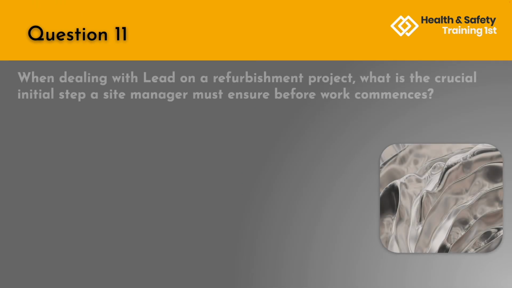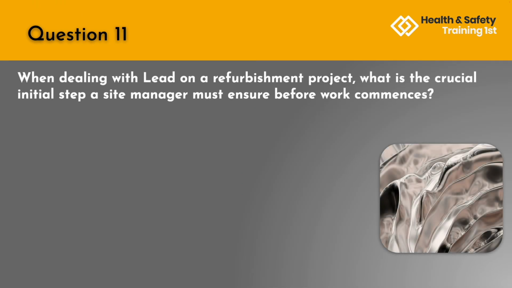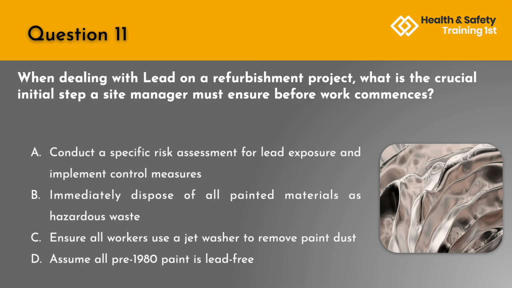Question 11. When dealing with lead on a refurbishment project, what is the crucial initial step a site manager must ensure before work commences? A. Conduct a site-specific risk assessment for lead exposure and implement control measures. B. Immediately dispose of all painted materials as hazardous waste. C. Ensure all workers use a jet washer to remove paint dust. Or D. Assume all pre-1980 paint is lead-free.